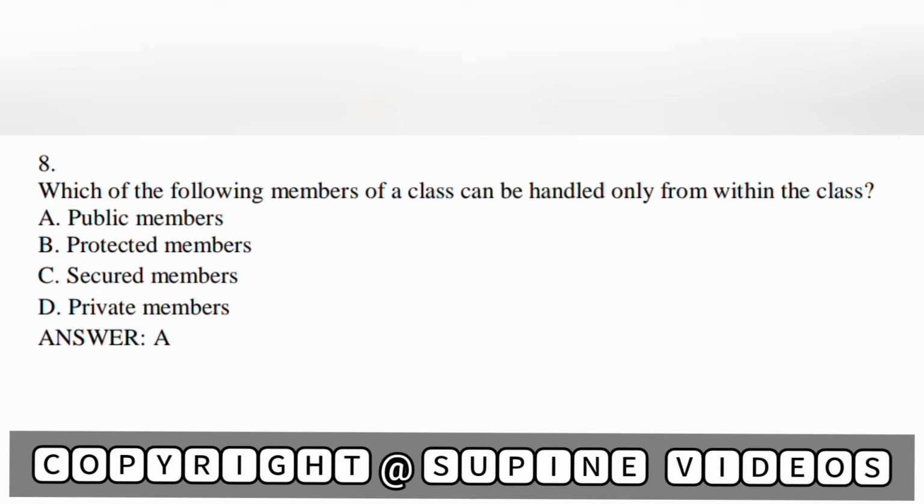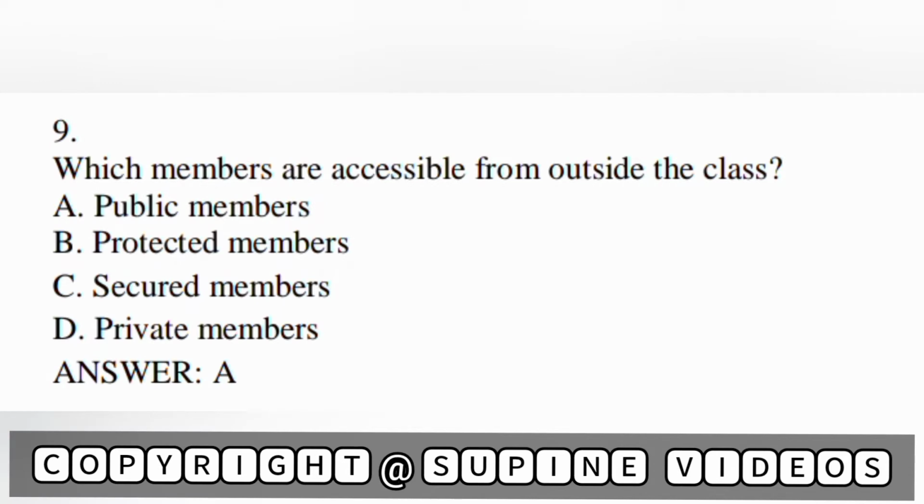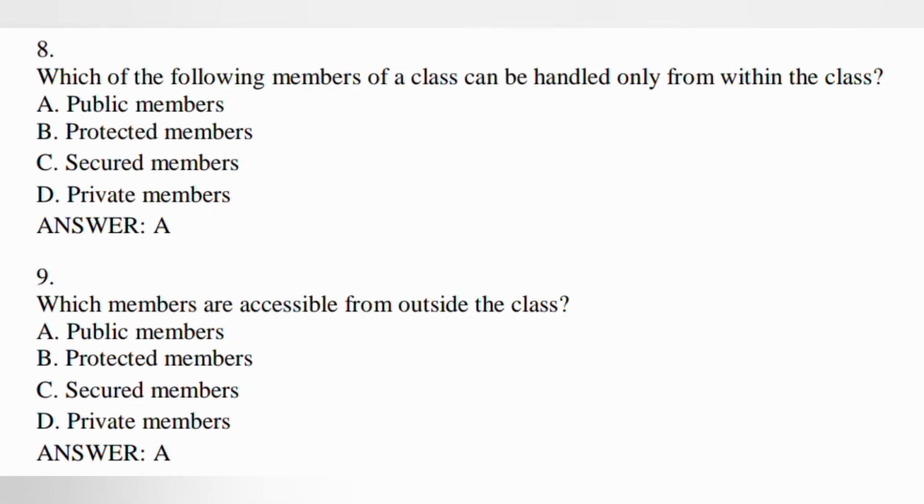Public members. Question number 9. Which members are accessible from outside the class? Your options are A. Public members, B. Protected members, C. Secured members, D. Private members. The answer is option A. Public members. ஸோ வித்தின் த கிளாஸாக இருந்தாலும் சரி இல்லைனா அவுட் சைட் த கிளாஸாக இருந்தாலும் சரி யார் ஆக்சஸ் பண்ணுவாங்கன்னா பப்ளிக் மெம்பர்ஸ் தான் ஆக்சஸ் பண்ணும் ப்ரோக்ராமிங் லாங்குவேஜ் பொறுத்த வரைக்கும் அப்படின்ட்டு சொல்லியிருக்காங்க.